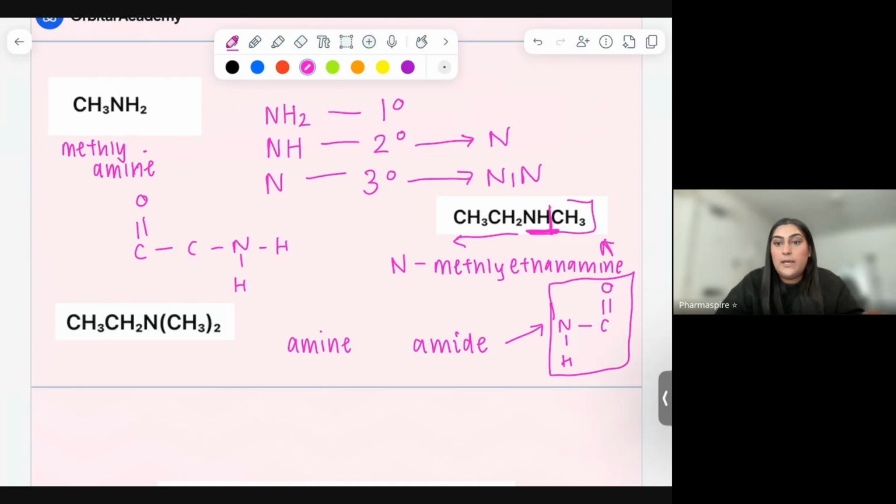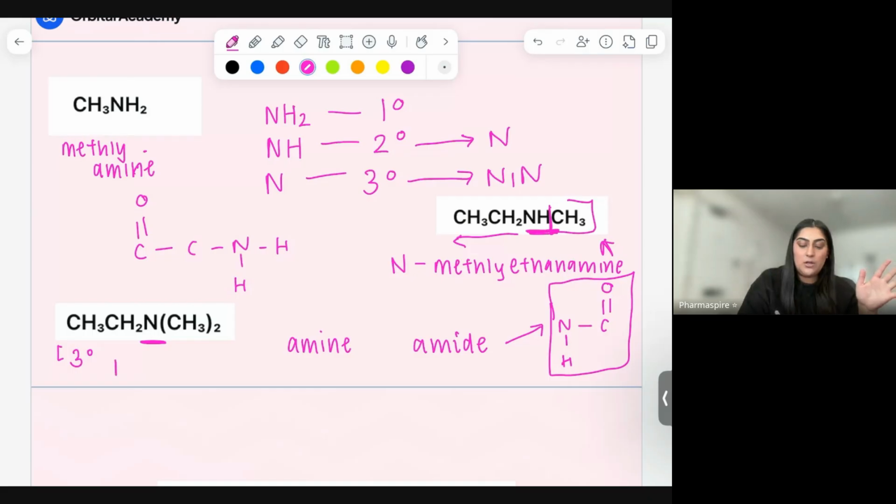In this case, it's not an amine because there's no double bond O. Everyone happy with that? We'll do some practice questions when we get to that. Then with this one, you've got a tertiary amine because you've only got one N. So again, you need to look at what is the simplest way to deal with it.